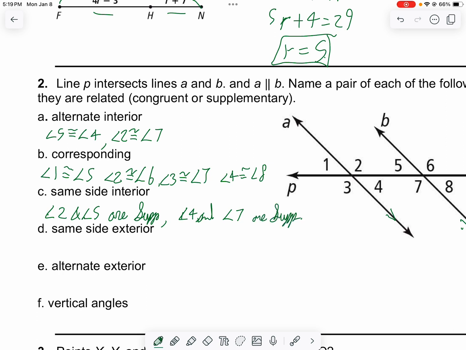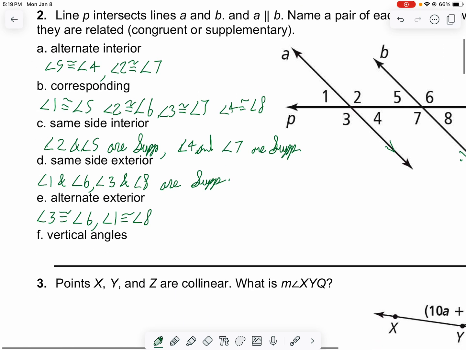Same side exterior angles have the same conclusion, but they're on the exterior. So angle 1 and angle 6, and angle 3 and angle 8 are supplementary. Alternate exterior angles, that's like 3 and 6, and they're going to be congruent. Angle 3 is congruent to angle 6. Angle 1 is congruent to angle 8. Those are alternate exterior angles.